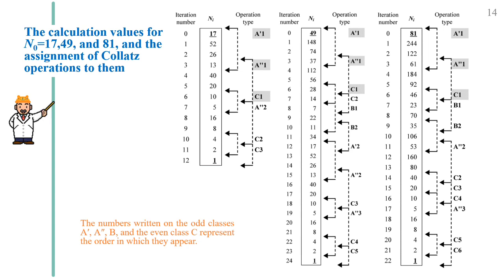Although all 3 sequences begin with the same pattern of Collatz operations, A prime, A double prime, and C, in that order, their subsequent behavior becomes completely different. Furthermore, the number of iterations required for the calculated values to reach 1 also differs among them. This indicates that the behavior of the calculated values in the Collatz conjecture can vary drastically depending on the initial value.